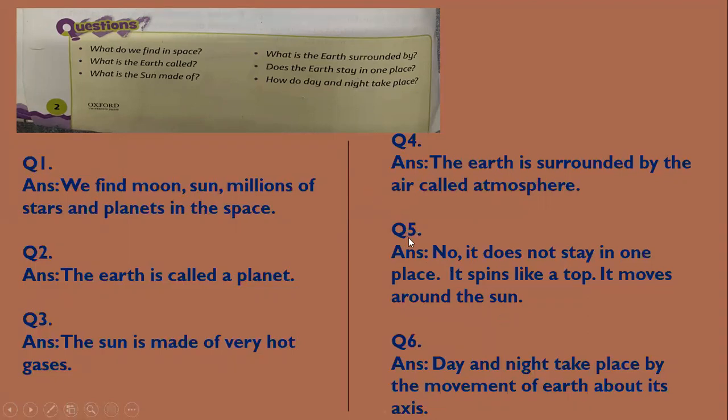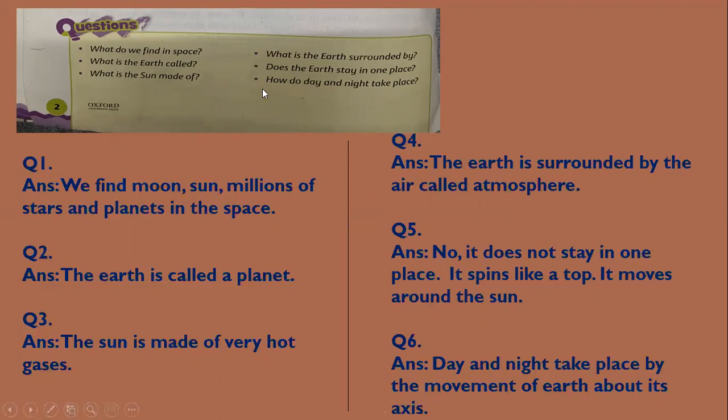Okay. When you understood all the lesson, then the answers are very easy for you to learn. Only you have to learn the spellings. Many spellings are very easy. Some spellings like millions, like atmosphere, like surrounded. You have to learn these spellings very well.